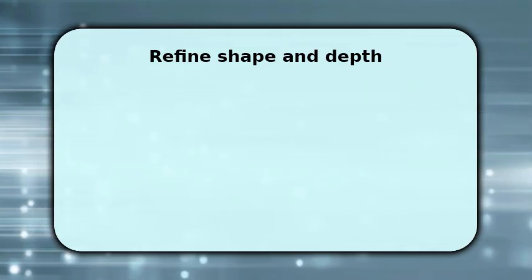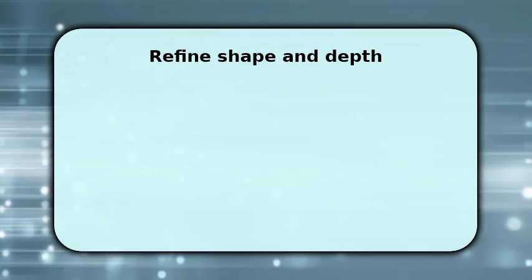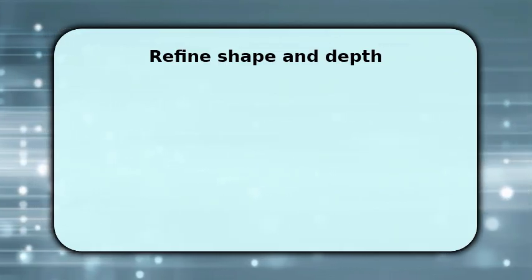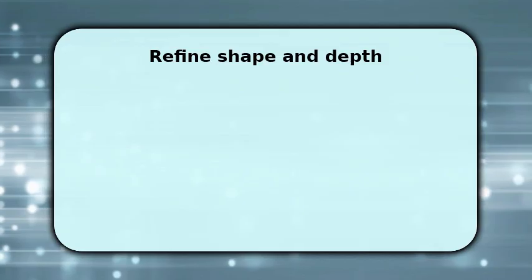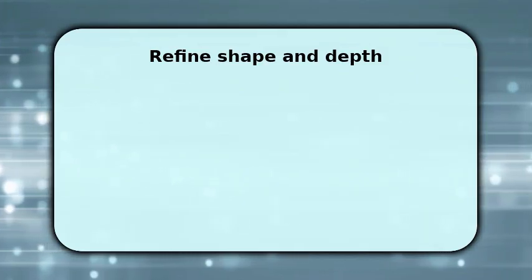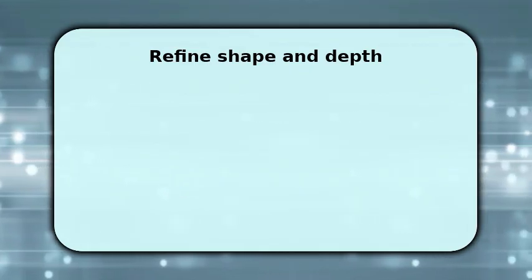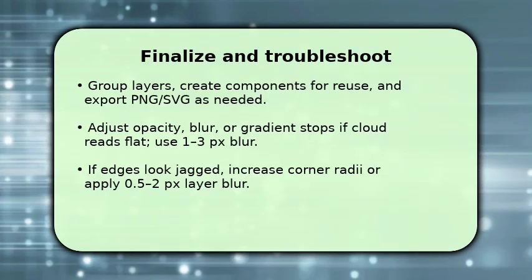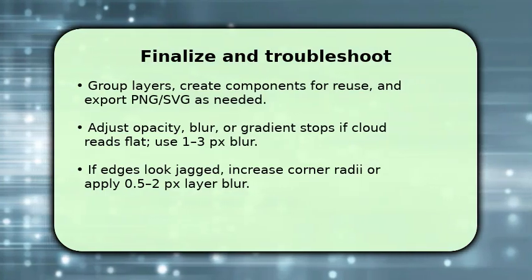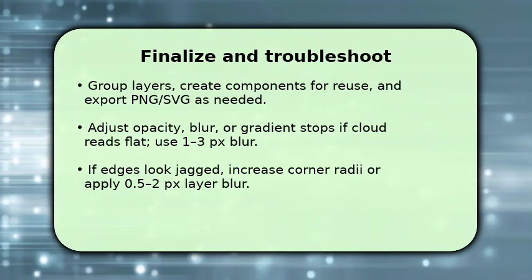After that, add volume, inner shadow for weight, subtle layer blur for softness, and multiple gradient stops to simulate light falloff. Make sure to mask highlights with a white shape at low opacity, so the bright edges read naturally without hard lines. To finish, organize the cloud into a component so you can reuse variations quickly.